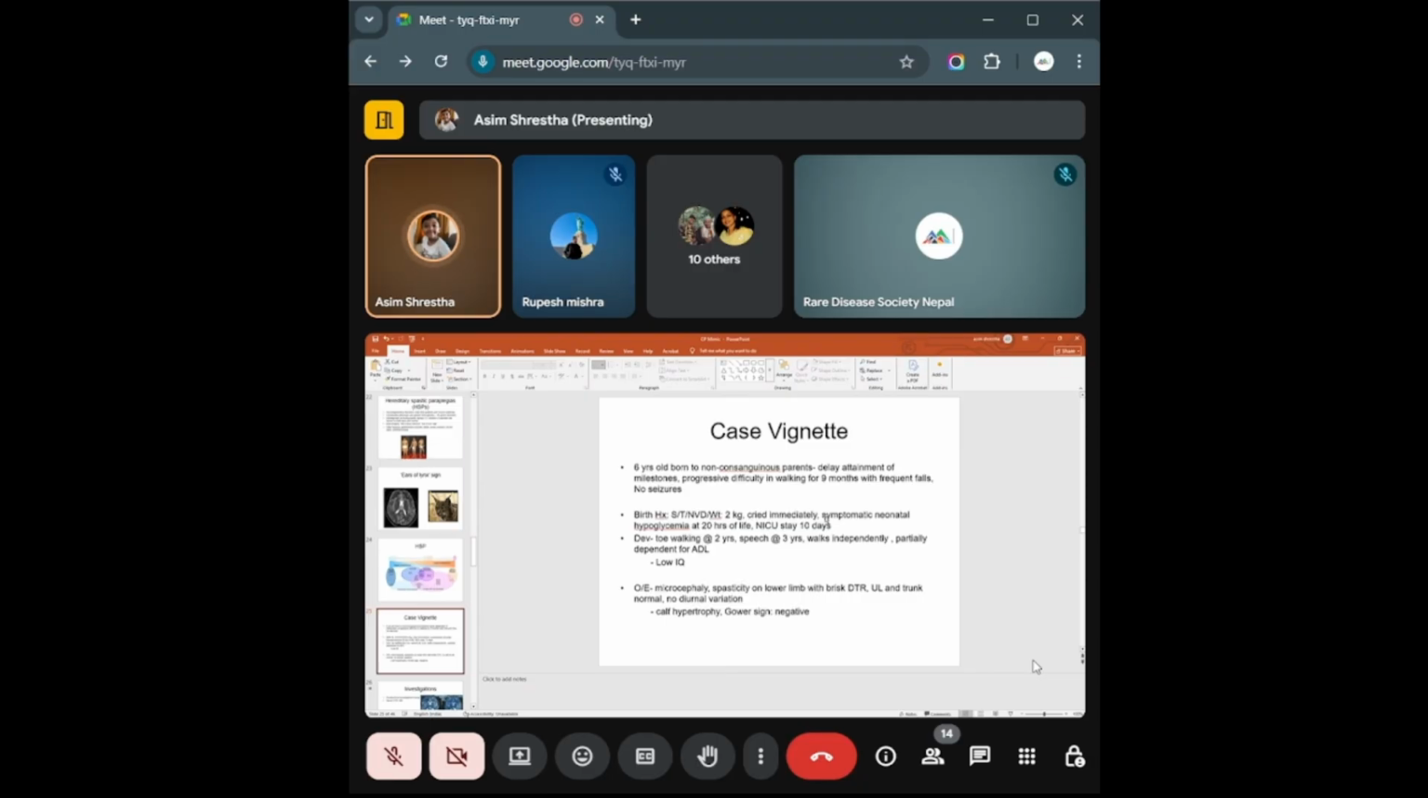We'll briefly go through one case study as well. A 6-year-old. These are common kinds of cases that come to our OPDs presenting as cerebral palsy. A 6-year-old born to non-consanguineous parents who had delayed attainment of milestones and progressive difficulty in walking only for the last 9 months, with frequent falls and no seizures. Birth history-wise, it was a term delivery, 2 kg, low birth weight, cried immediately after birth. However, the child developed symptomatic neonatal hypoglycemia at 20 hours of life and stayed in the ICU for 10 days.